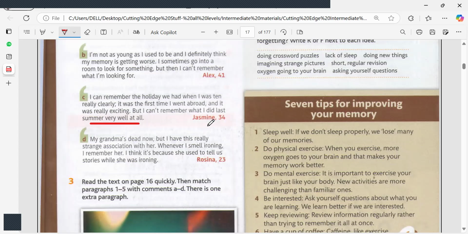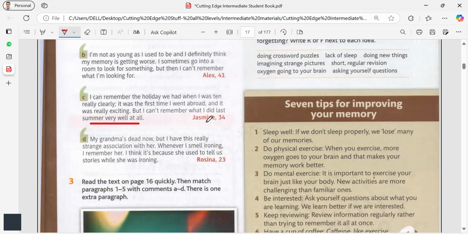What do you think? Do you agree with this, Jasmine? So you can remember the holiday you had when you were 10, but you can't remember what you did last summer. I remember last summer, but the holiday, I don't know. Right, another one.